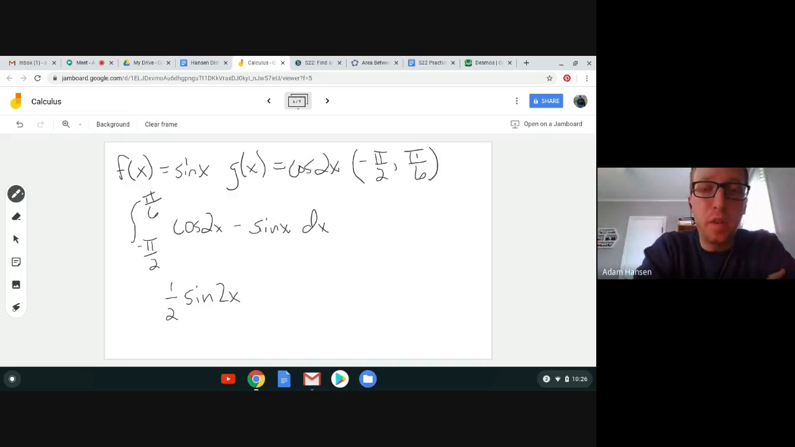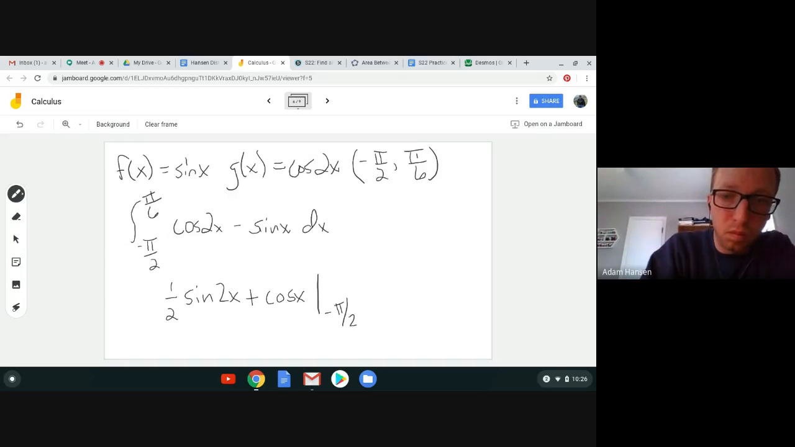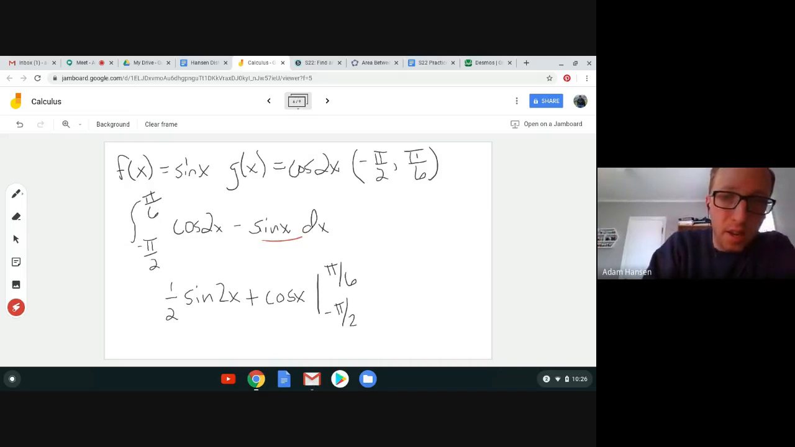The antiderivative of sine x. Well, the antiderivative of sine would be negative cosine. But I think I need to have, since there's a negative here, plus cosine. Okay, let me check that here. If I take the derivative of cosine, yep, I get the negative sign that I had here. So that checks out.